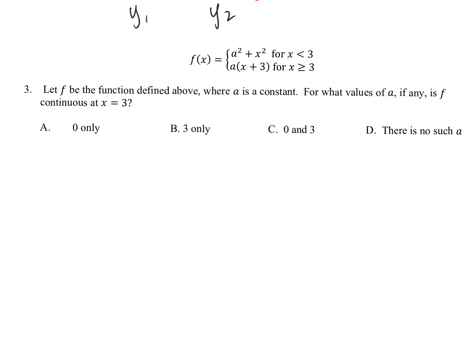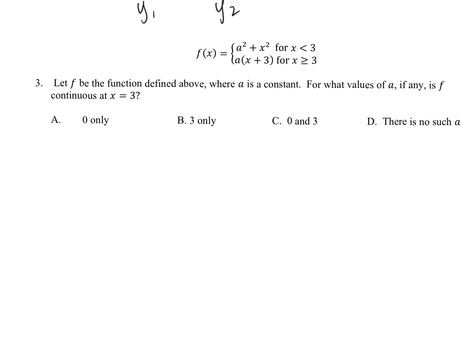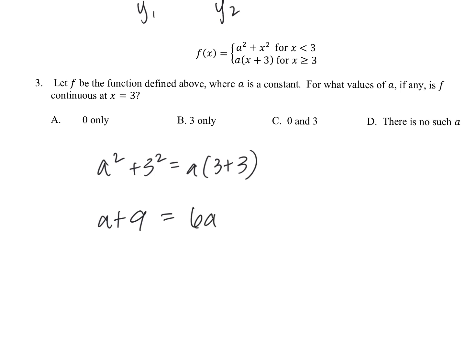So now this one says the function defined above, for what value of a makes that function continuous when x is 3? What are we going to do? Plug in 3. This one I don't think we're allowed a calculator. It'll say calculator active. We got a squared plus 3 squared equals a times 3 plus 3. And maybe you just jumped to a squared plus 9 equals 6a.